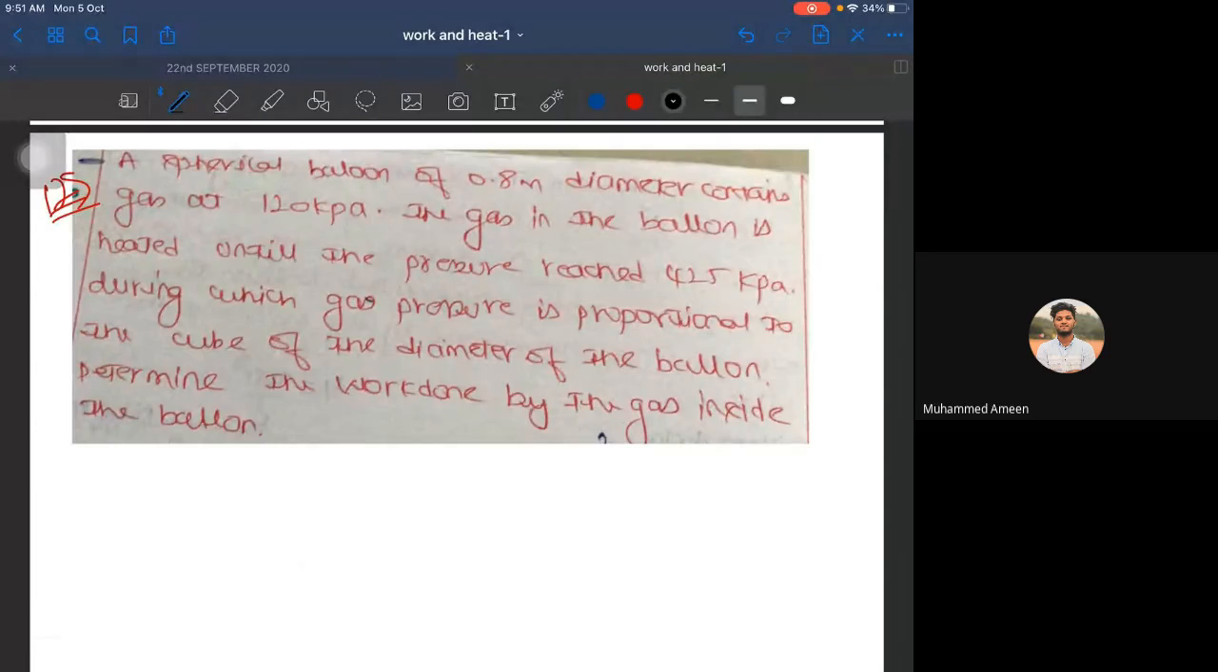I don't know, sir. Suraj. Just refer to the previous problem and this problem. Pressure is proportional to cube of diameter of the balloon.